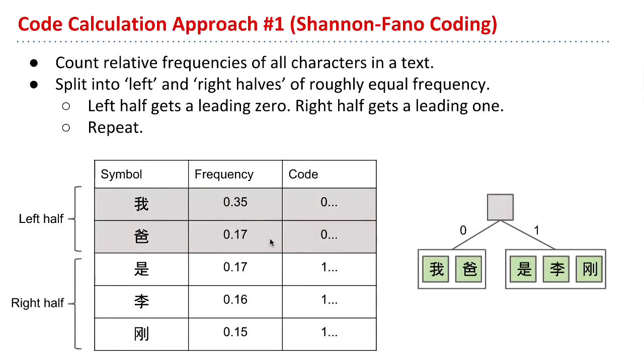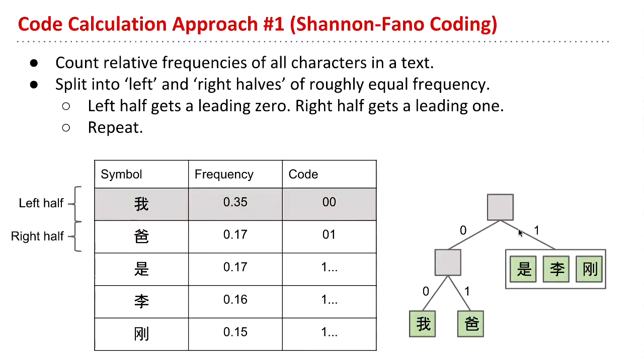Now the goal of the split, and this is an important point I don't think I made very clear, is that we made the split at this point because roughly half of the weight of the characters was on the left-hand side. You look at 35 and 17, that's 52%, so about half were these characters put together. So the left half gets a leading 0, the right half gets a leading 1, and we repeat recursively. This character is going to be 0, 0, this one's 0, 1.